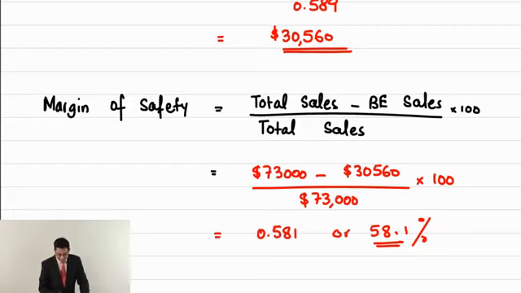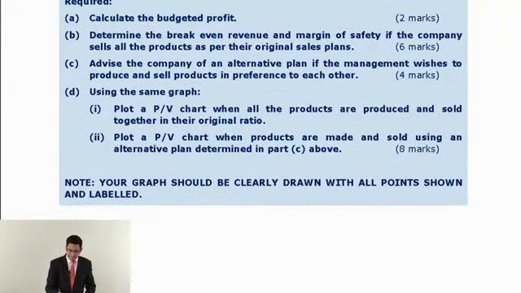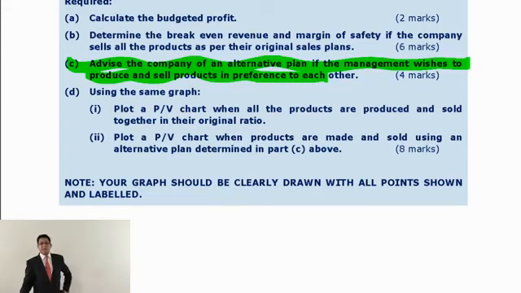Okay, here is the next requirement, which is requirement C. Advise the company of an alternative plan if management wishes to produce and sell products in preference to each other. Remember, it's all about the usefulness of CVP analysis, which I started with. CVP analysis can be used to determine break-even point, margin of safety, allocation of resources, and then to determine which product is better than the other, etc. Okay, the same idea is being applied in this example as well, covering the full syllabus.